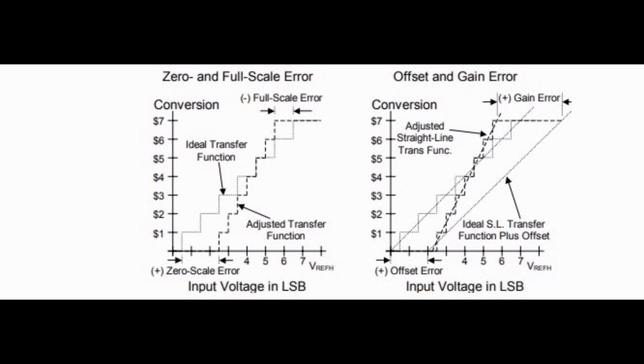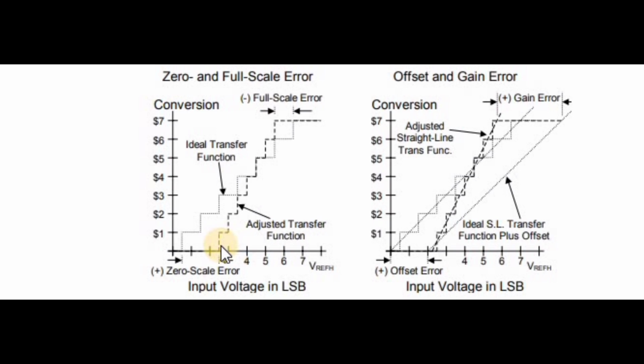What is full scale error? What is zero error? See, this is my ideal transfer function, and this dark line is the adjusted transfer function. You have to see the first transition. It is nothing but the difference between the actual first transition voltage and the ideal first transition voltage. The first transition voltage is here, and the adjusted transfer function value is here.